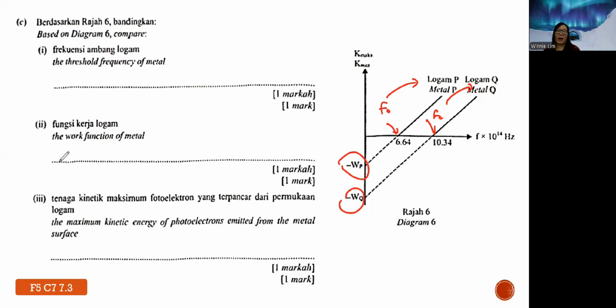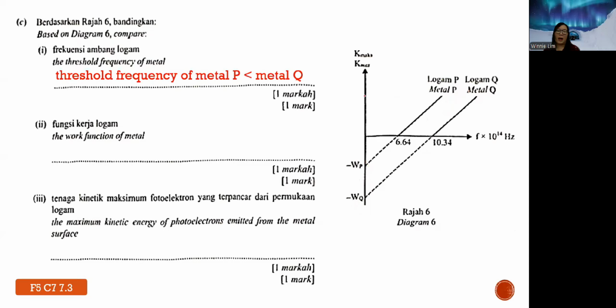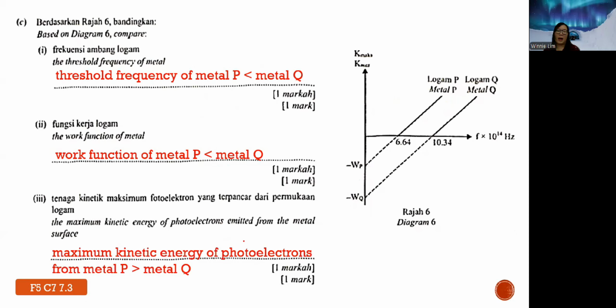Okay, so we see the answer first. Threshold frequency of P is less than Q, or vice versa, you say Q more than P. And work function of P is also less. Whereas the maximum kinetic energy from metal P is more than Q. So how do we get this idea? It is from Einstein's equation: photon energy equals work function plus Kmax.